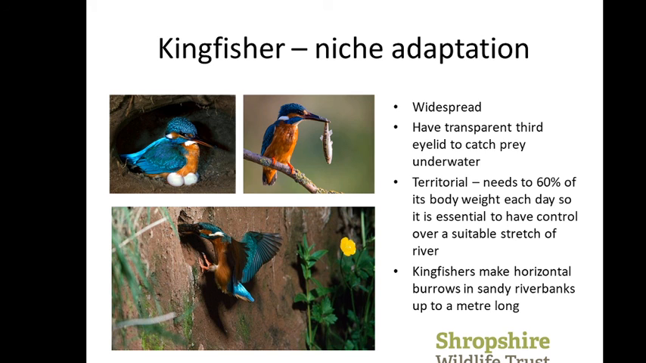So they've adapted extremely strongly to their niche, and evolutionary adaptations include things like a transparent third eyelid so that they can see underwater more effectively. So colossal niche adaptation. They also need perches, relatively clear water most of the time. They can hunt in poorer conditions, but they certainly need a healthy water course in order to survive and thrive.